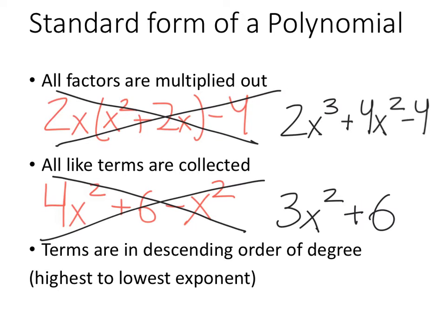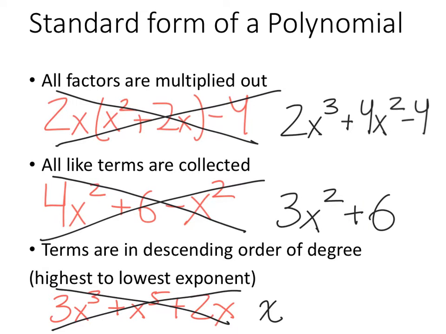Finally, the terms need to be in descending order of degree, or in other words, from highest exponent to lowest exponent. So 3x cubed plus x to the fifth plus 2x is not in standard form. If I rearrange the terms as x to the fifth plus 3x cubed plus 2x, now the exponents are in order from highest to lowest, and therefore the polynomial is in standard form.